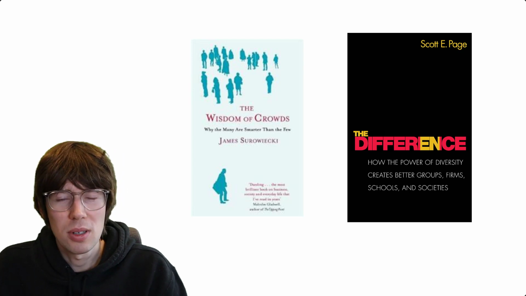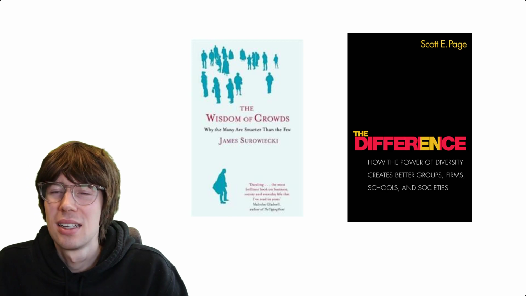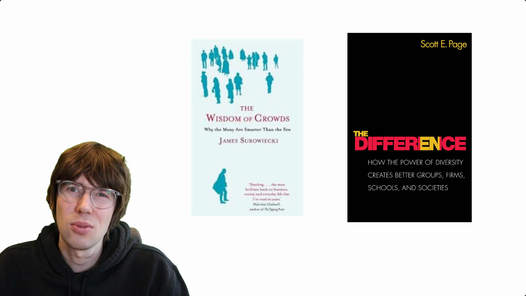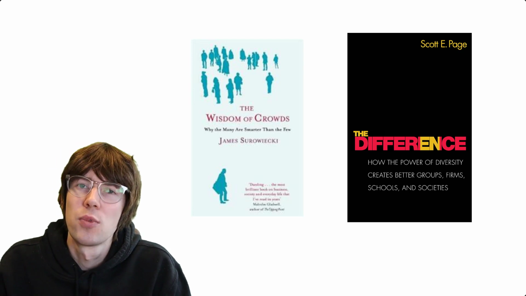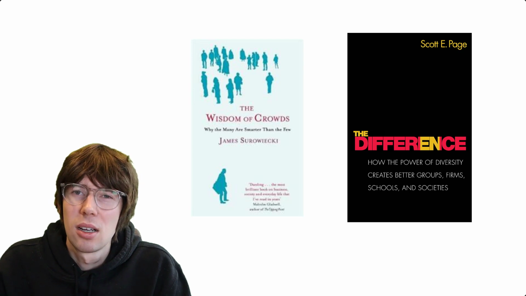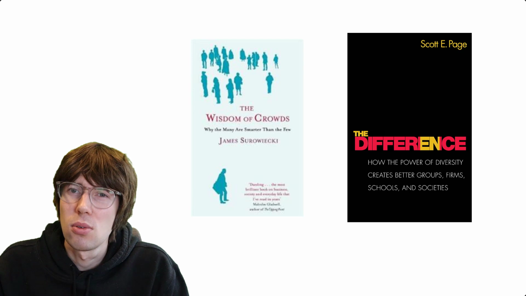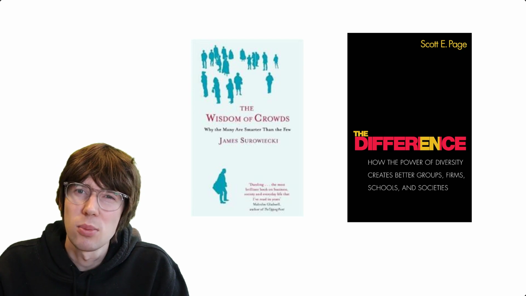The problem with the book though is that it's not very academic. It's a very good introduction to the topic of wisdom of crowds, but it doesn't tell you that much about how it works, what the conditions are, the mathematics behind it. So for that I'm going to recommend another book, which is written by Scott E. Page, and it's called The Difference. I don't remember the subtitle there.